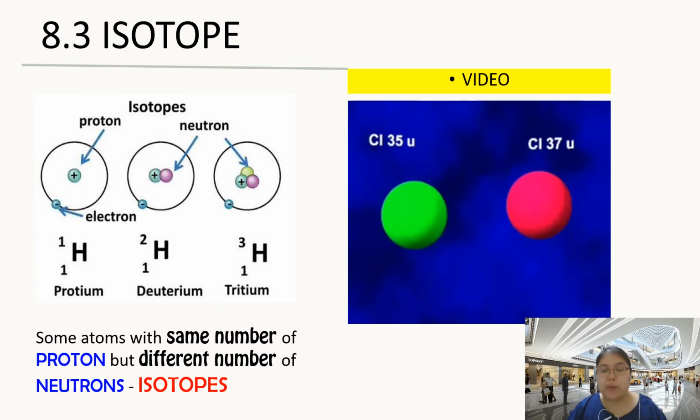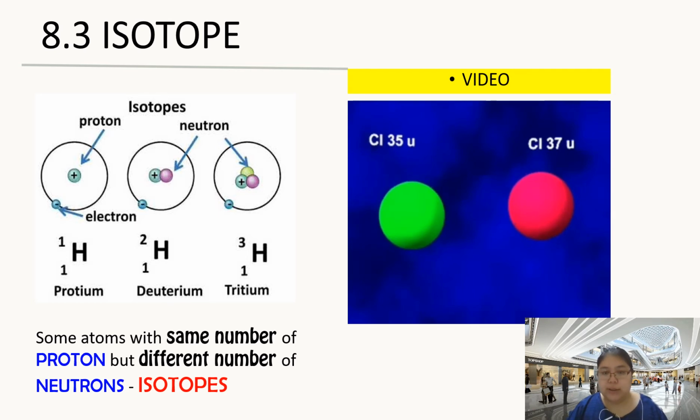The third one we call tritium. Tritium is one type of hydrogen. These 3 combined together, we call isotopes. So for isotopes, the proton number should be the same, but the neutron number is different. So isotopes are atoms with the same number of protons but different numbers of neutrons.